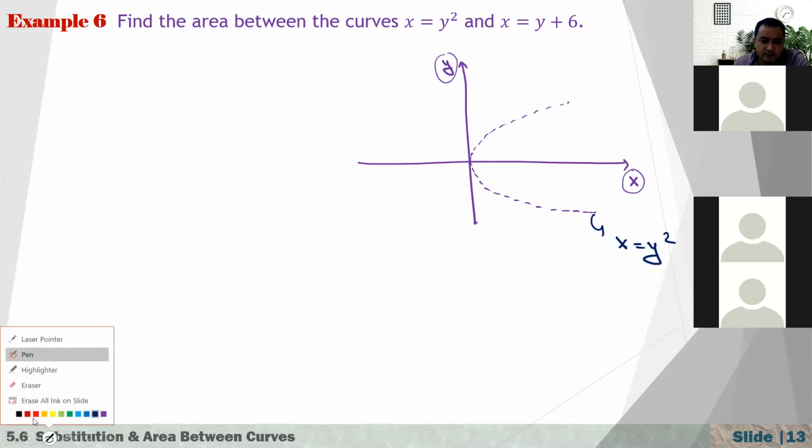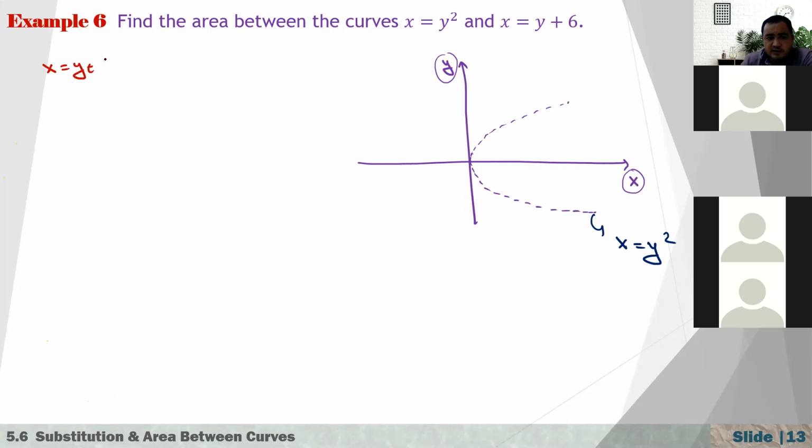Now, how about the second one? The second one is x equals y plus 6, right? And we know that x equals y plus 6 is just a straight line. To draw it as a graph, we just need to identify 2 points. So first, for example, if y equals minus 6, x is equal to 0, right? So that means that 1 point is here.